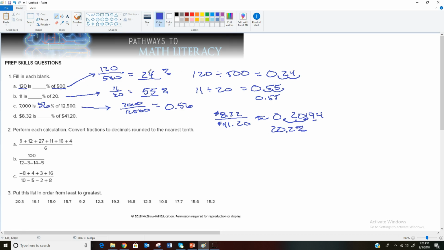So the answer for the first one is 24%. Answer for the second one, 55%. Third one, 56%. And then fourth one, 20.2%.